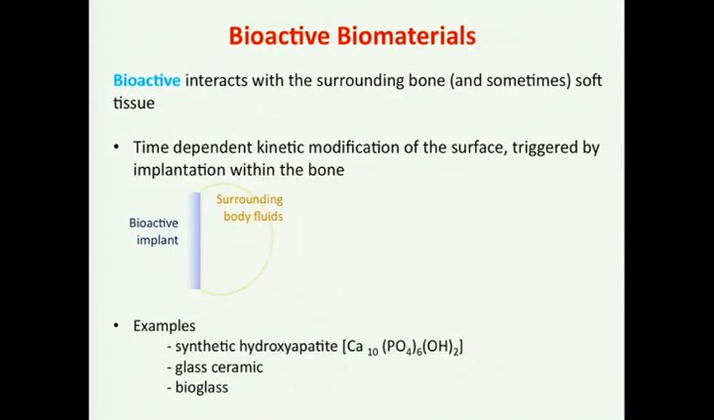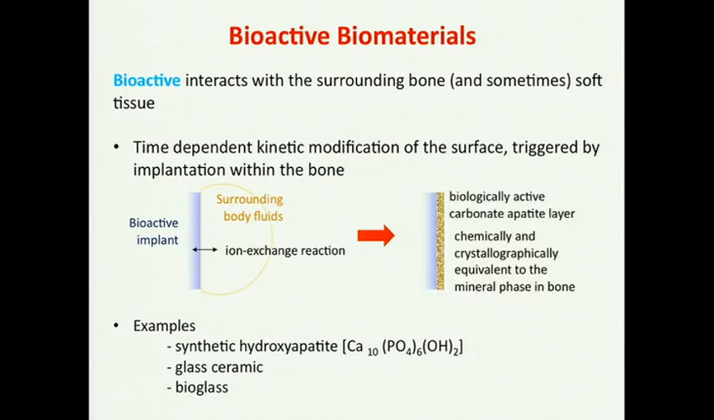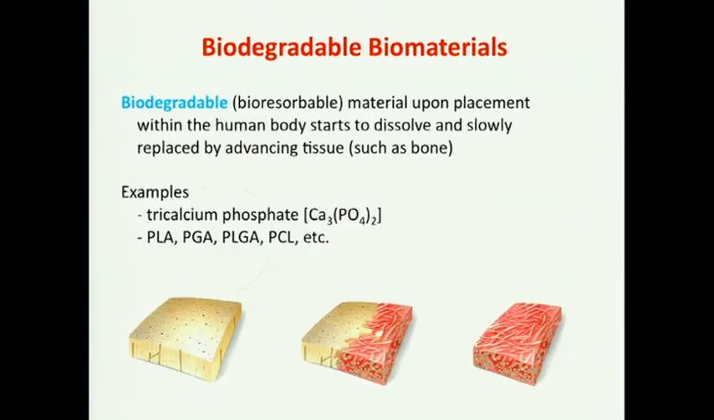So bioactive materials, when we implant them in bone, let's say when they get in touch with surrounding body fluids, there is an ion exchange reaction which causes the formation of a biologically active carbonate layer on the implants, and this layer is chemically and crystallographically, which means by ions, equivalent to the mineral phase in bone, so that good bone implant contact can happen. So there are examples of that.